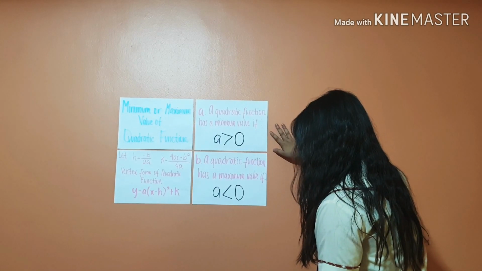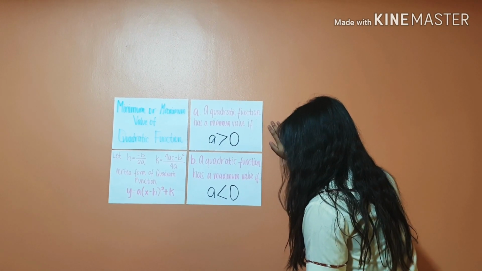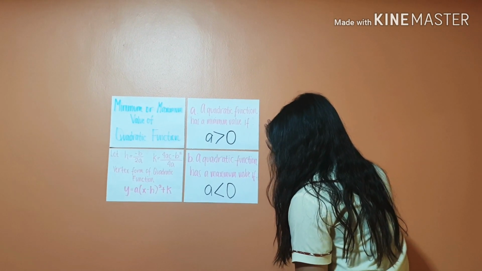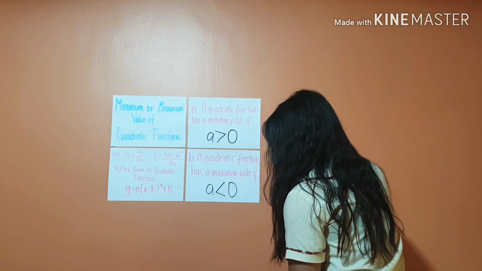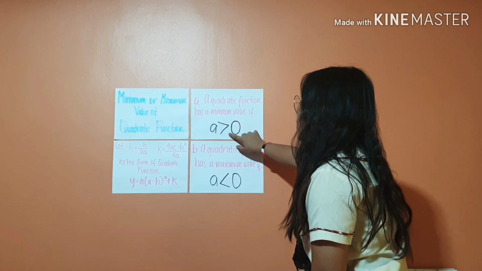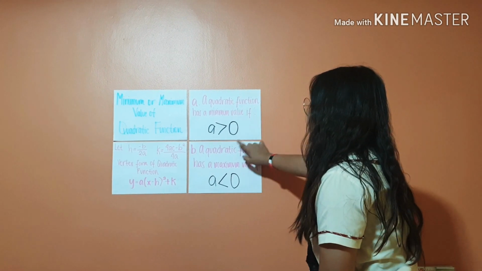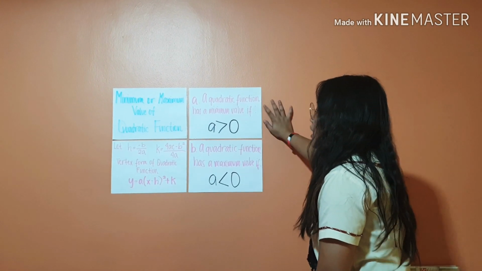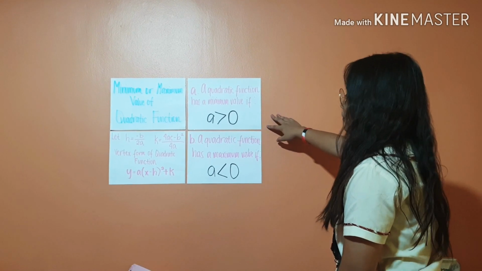In the quadratic function, either in standard form or vertex form, you can determine if it has a minimum or maximum value. A quadratic function has a minimum value if a is greater than 0, and a quadratic function has a maximum value if a is less than 0.